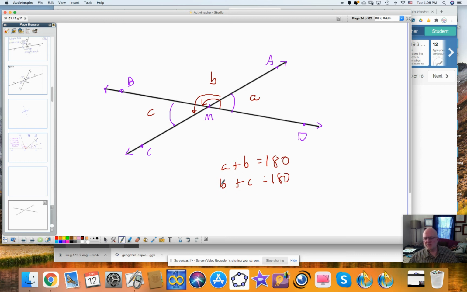I could substitute this into here, or I could subtract these two equations. When I get this, I get A minus C is equal to 0. Add C to both sides of the equation. A is equal to C. This is another way of proving it algebraically, that these two vertical angles are congruent. This is a general proof.